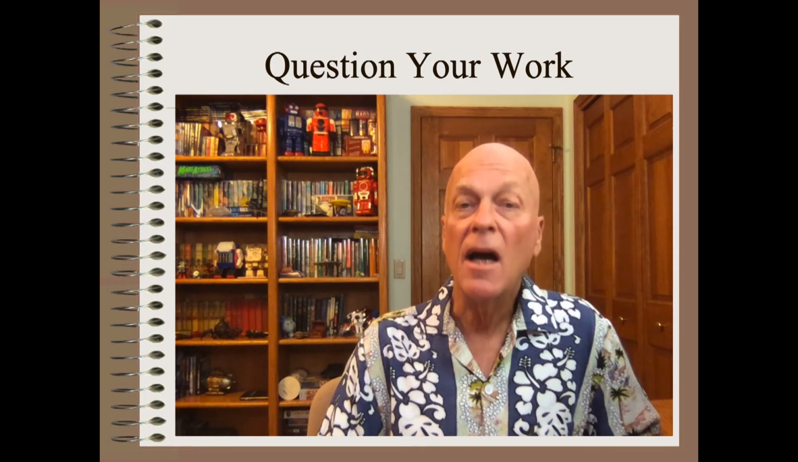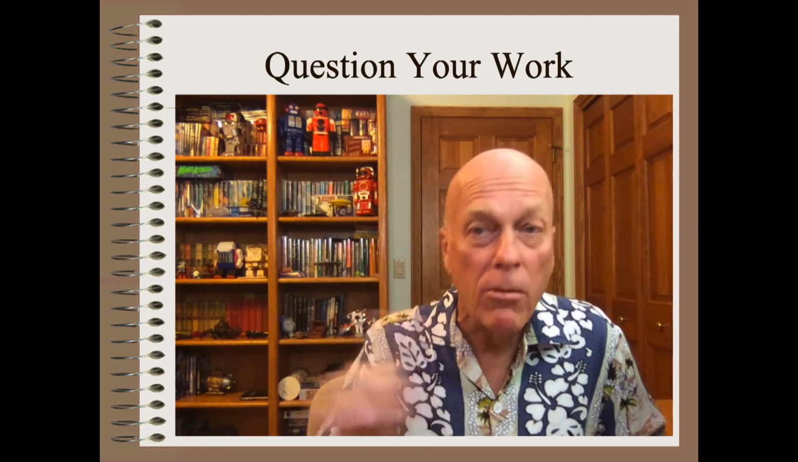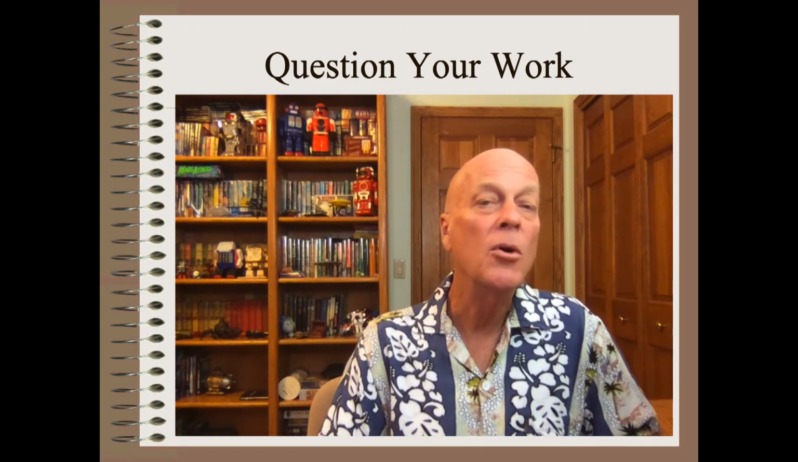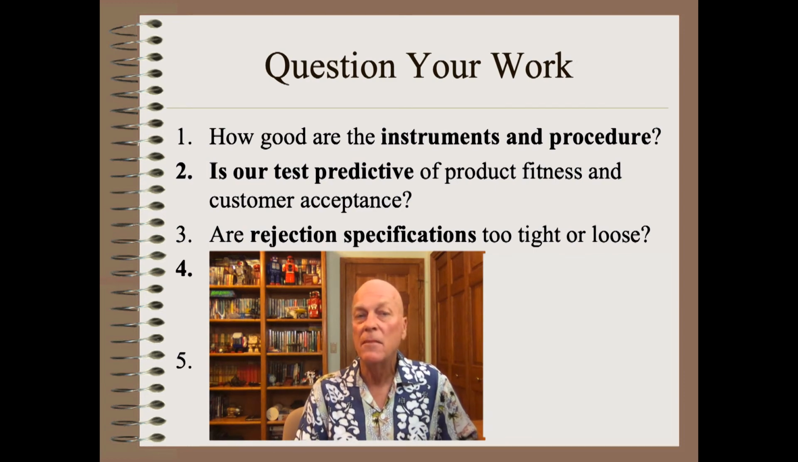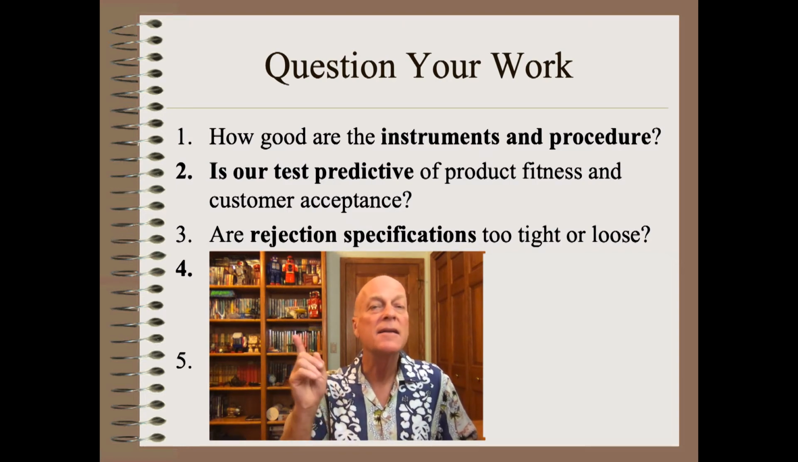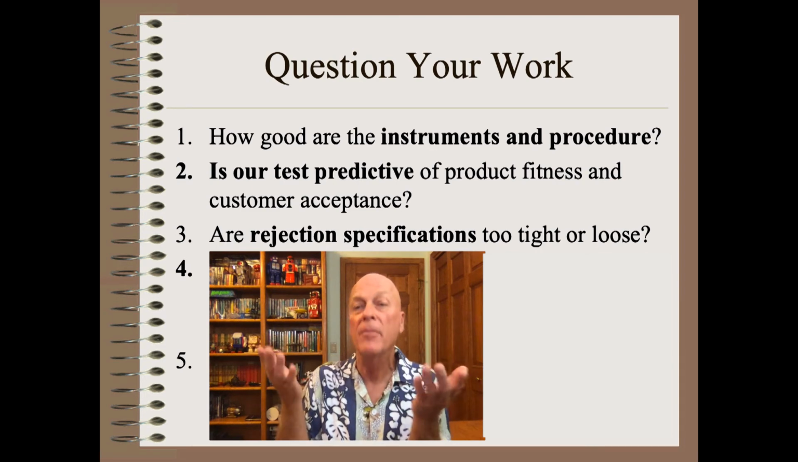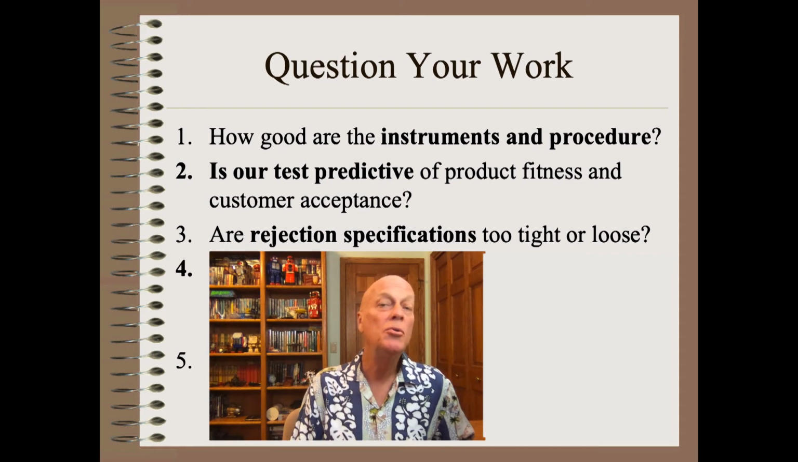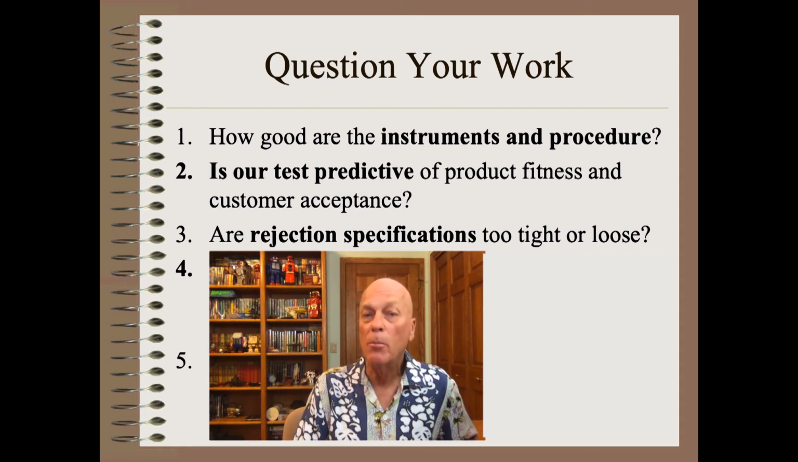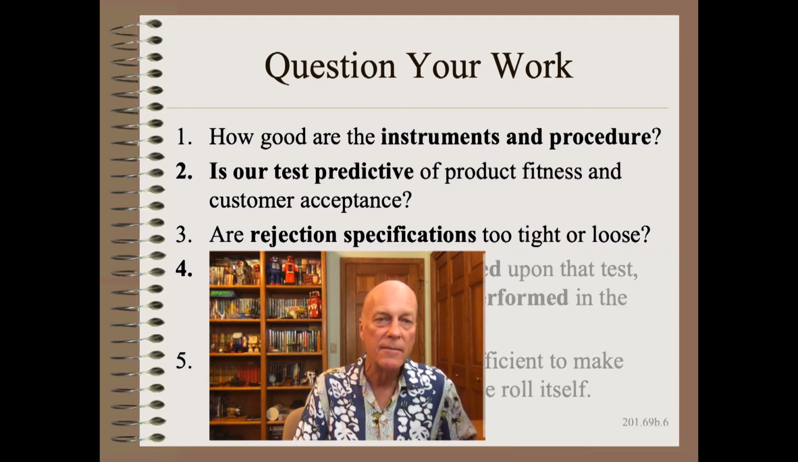Well, it is time to stop doing what you've always done and answer just a few questions. How good are the instruments and procedures? Has someone done a round robin or a gauge R&R? Is the test predictive of product fitness or customer acceptance? Or are we just testing what is commonly tested? Are the rejection specifications too tight, causing unnecessary producer risk, or too loose, causing unnecessary consumer risk?